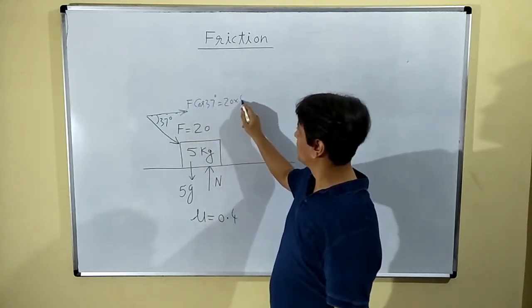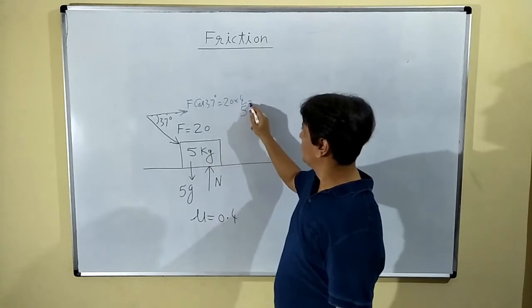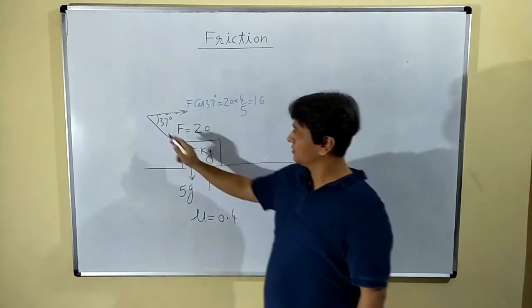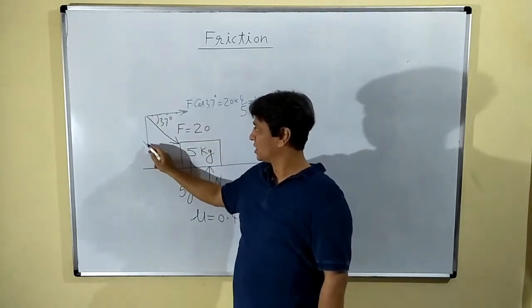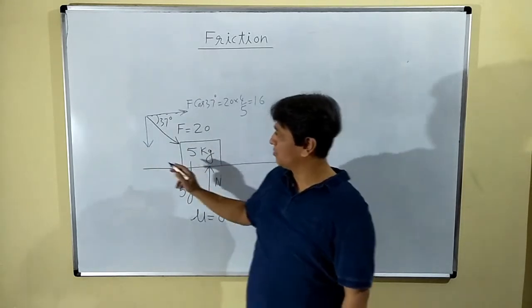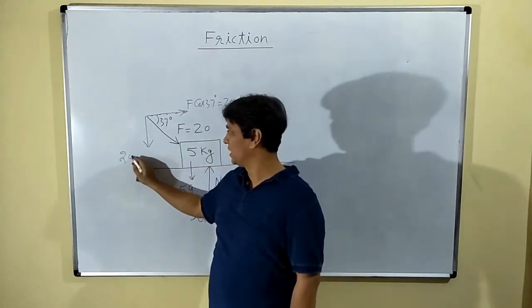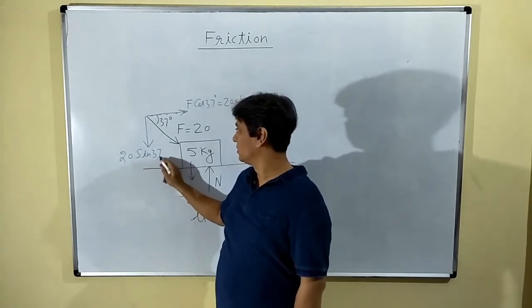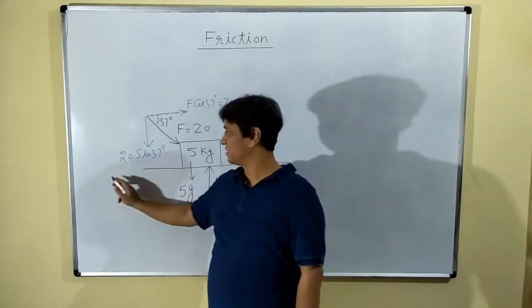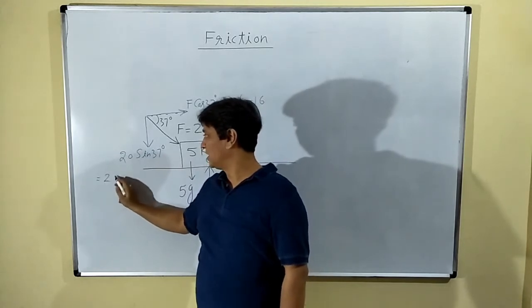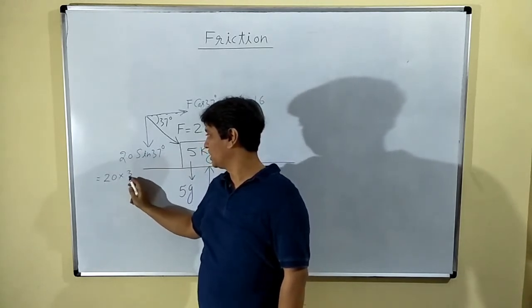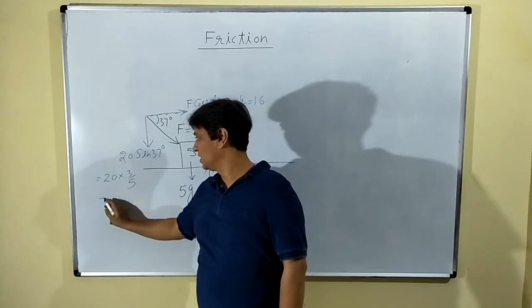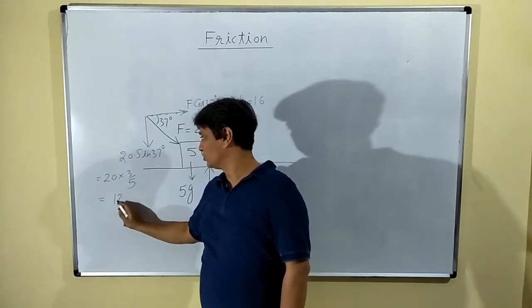20 cos 37, 4 by 5, is 16. Downward component of force. Downward component of force is 20 sin 37. 20 sin 37 is what? 20 sin 37 is 3 by 5 and this is coming 12.